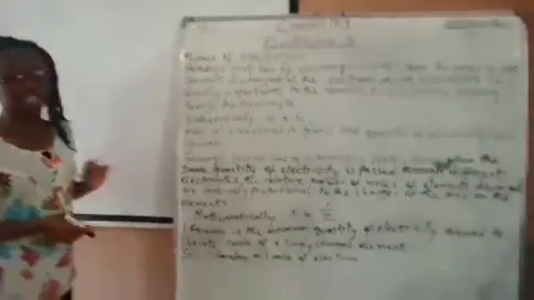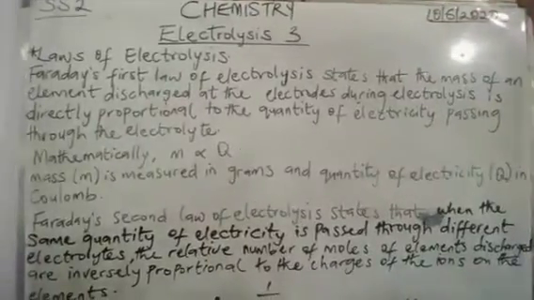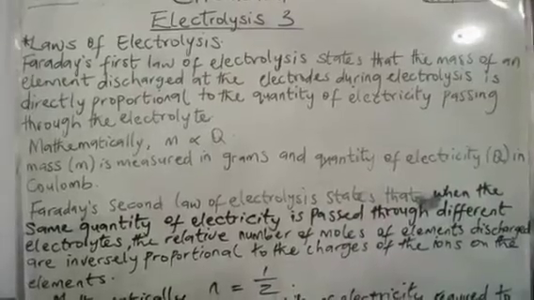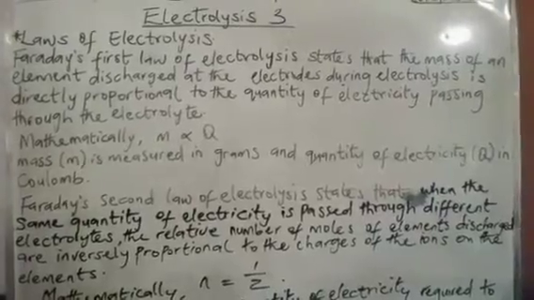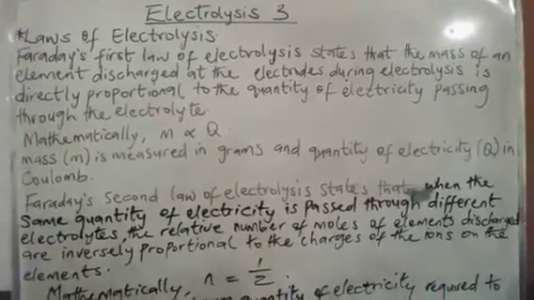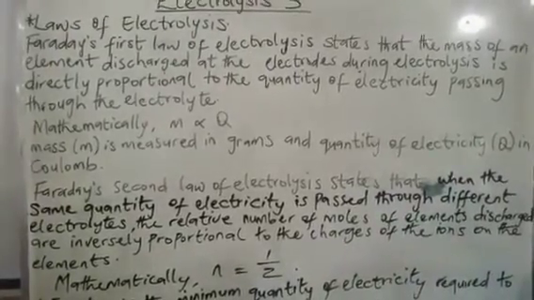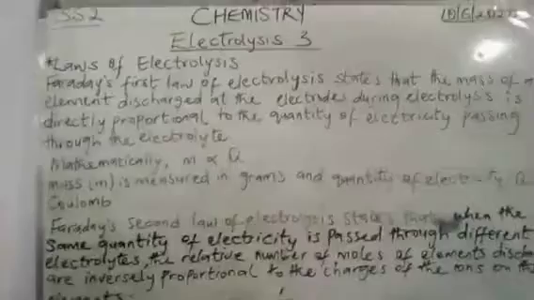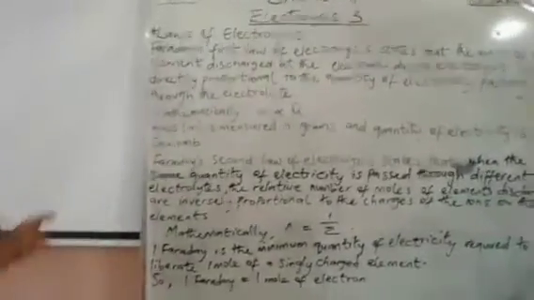Now, we'll be looking at the laws of electrolysis. Remember, I told us earlier that any product that is formed at electrolysis can be determined by three different things, according to Michael Faraday. Remember, he was the one that discovered electrolysis. And these factors are the position of the elements in the electrochemical series, the nature of the electrode, and the concentration of the electrolyte.